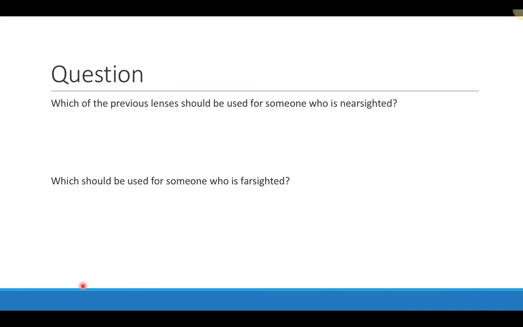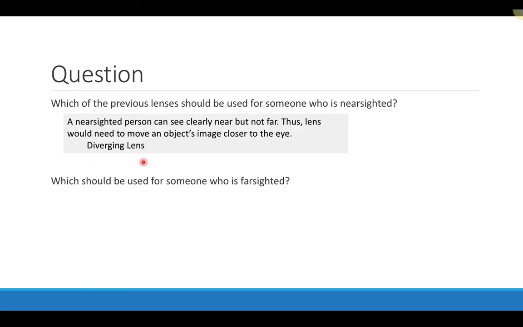So which of these lenses should be used for someone who is nearsighted, and which one should be used for someone who's farsighted? A nearsighted person can see objects clearly that are near but not far. So the lens would need to move an object's image closer to the eye. So you'd need a diverging lens.